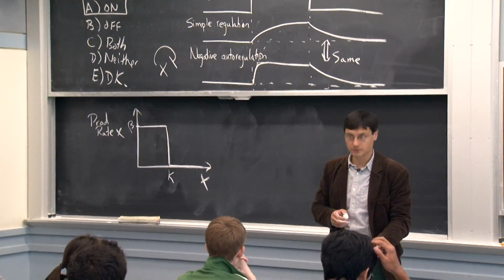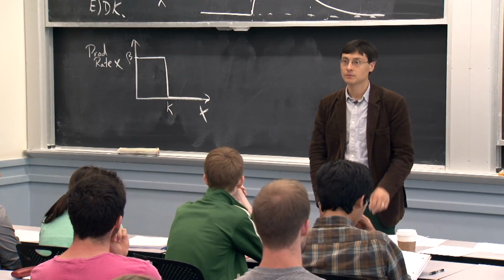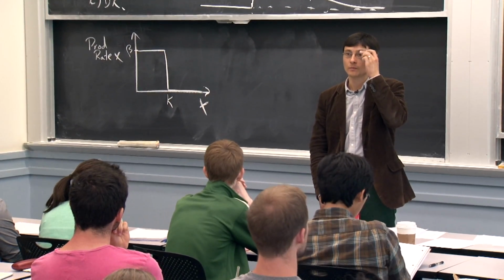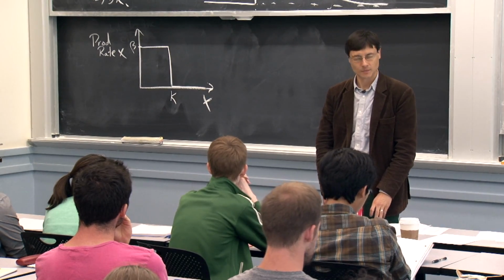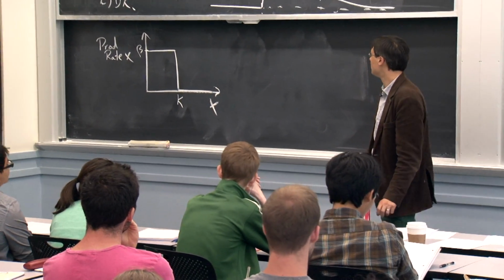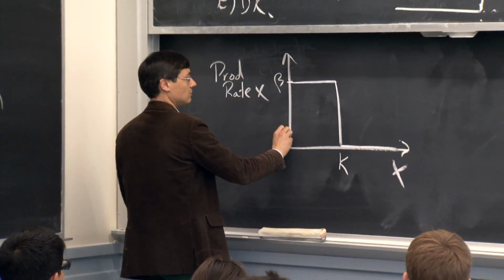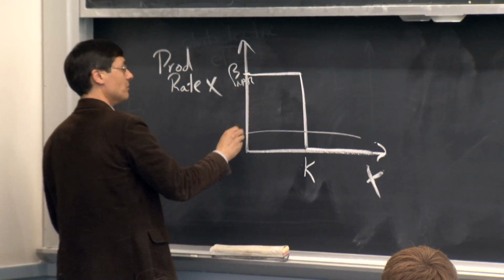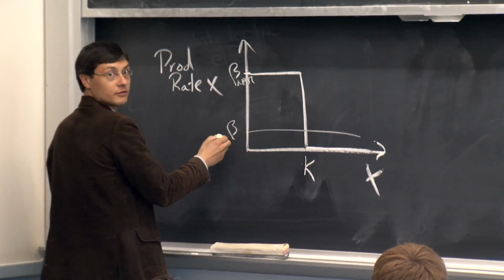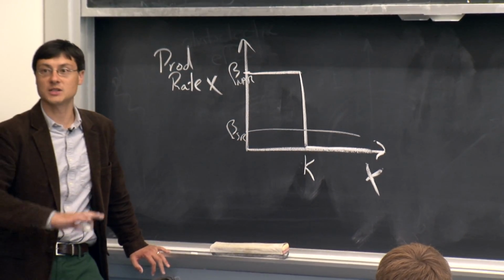Yes? With the negative autoregulation, in order to reach the same protein levels, you would need much greater production rates, correct? Yeah, right. So the idea is that this beta, the beta of negative autoregulation, could be much larger than the beta of simple regulation in order to get to the same equilibrium.